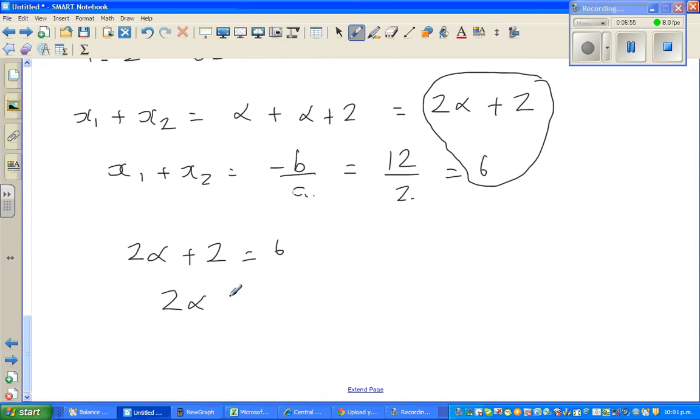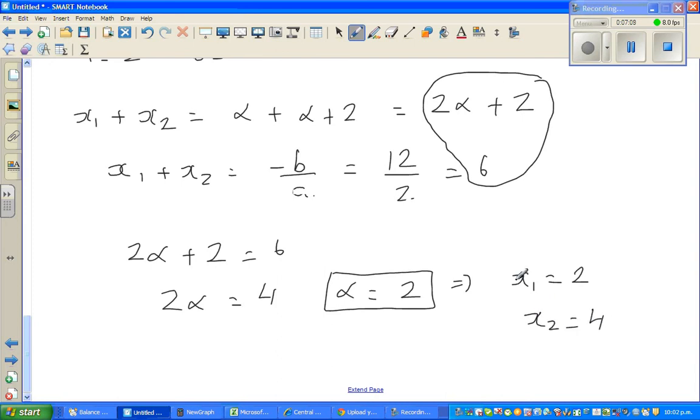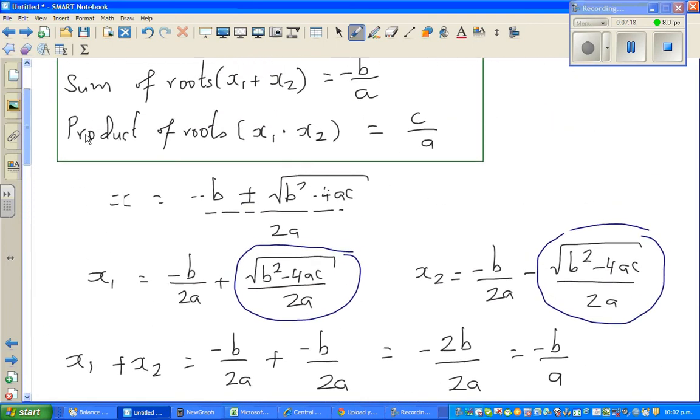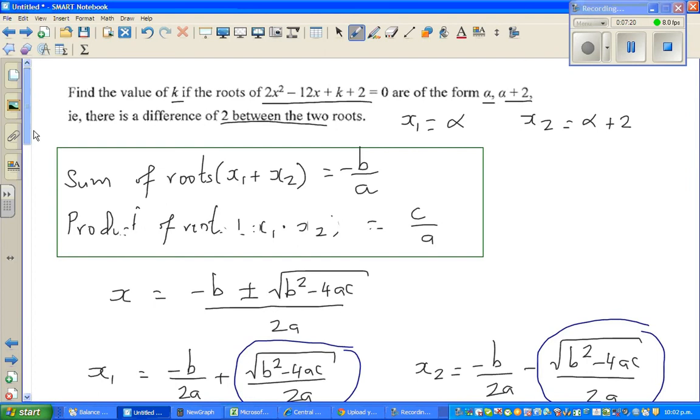So 2 alpha is how much? 2 alpha is 4. So alpha is 2. Alpha is 2, which implies your x1 is 2 and your x2 is 4. So you got the roots now. Okay, so here we want to find the value of c. Okay, so what can we do?